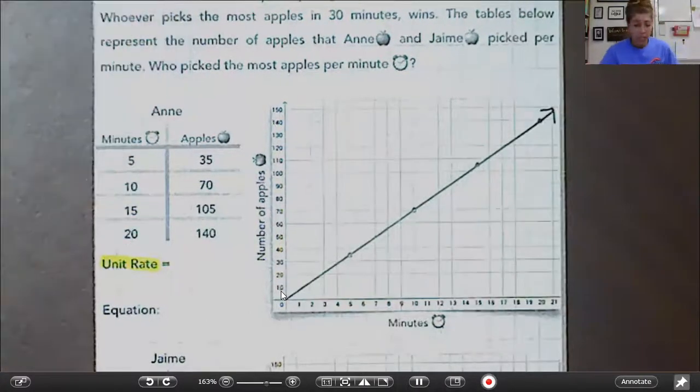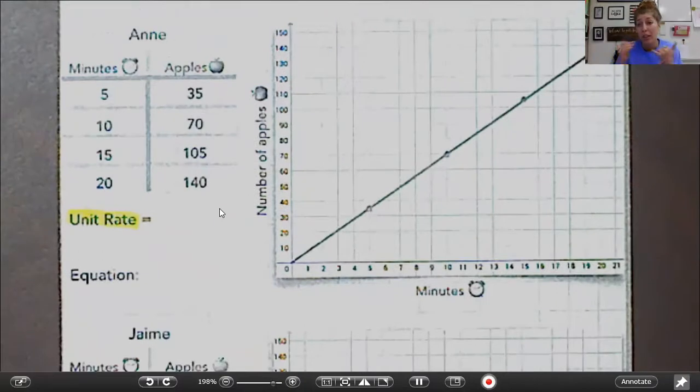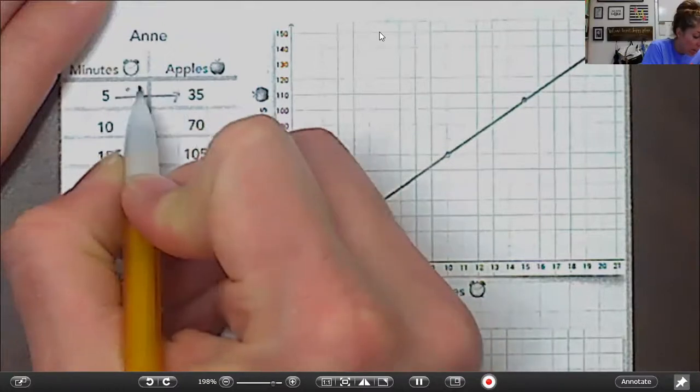So the unit rate is really probably the best place to start because that will help you write the equation. It will help you see it on the graph. And that unit rate, we really know a few different ways to find it. And by now you've probably found which one you like best. For me, what I like to do is just label that as the common multiplier.